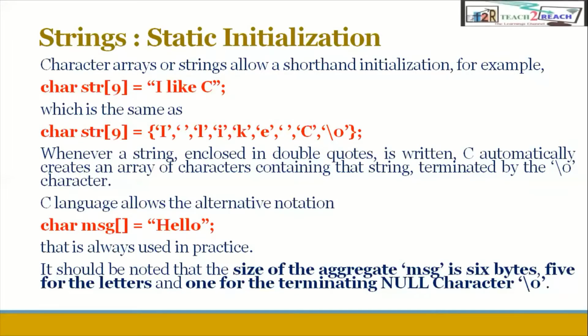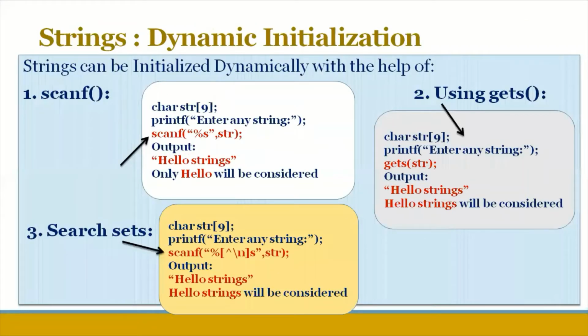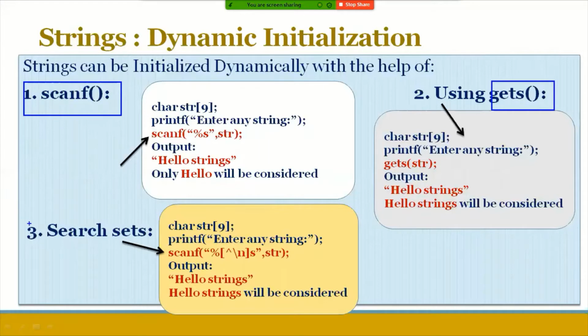So what is the main drawback in the case of static initialization? Whatever group of characters is specified will not be changed during program execution. If you want to change those characters or string elements during runtime, we are supposed to use dynamic initialization. We can perform dynamic initialization in 3 ways: one is by using the scanf function, another is by using the gets function, and the last one is by using the sets concept.